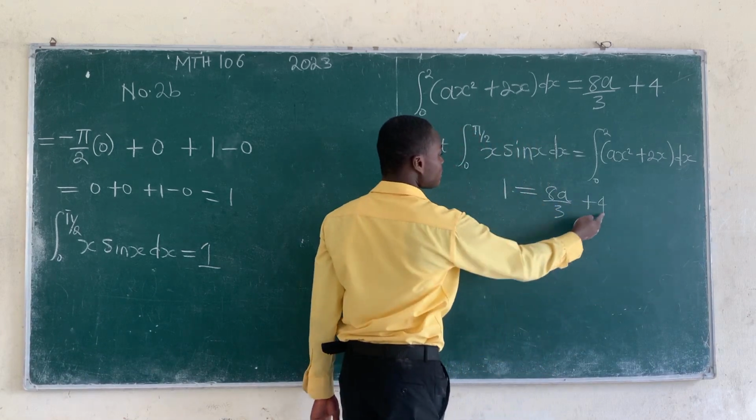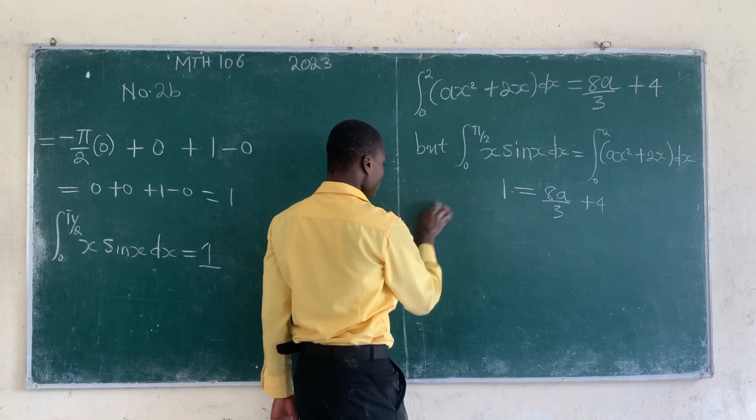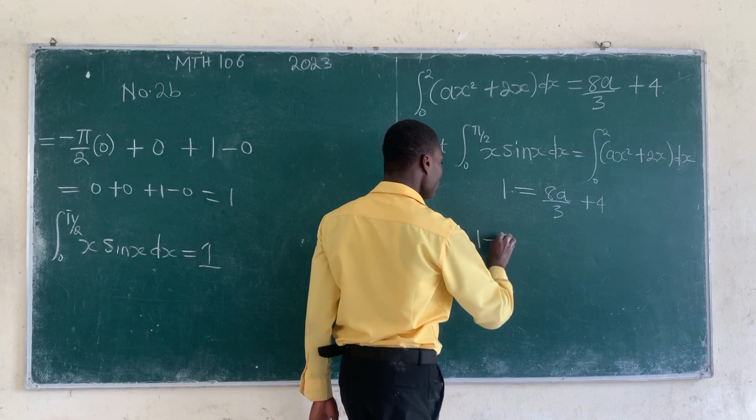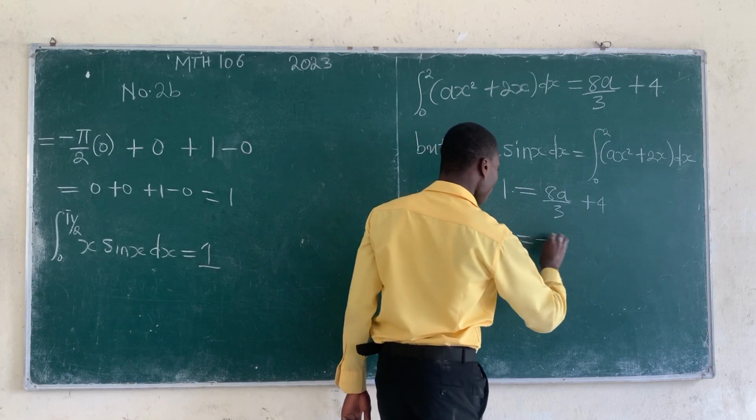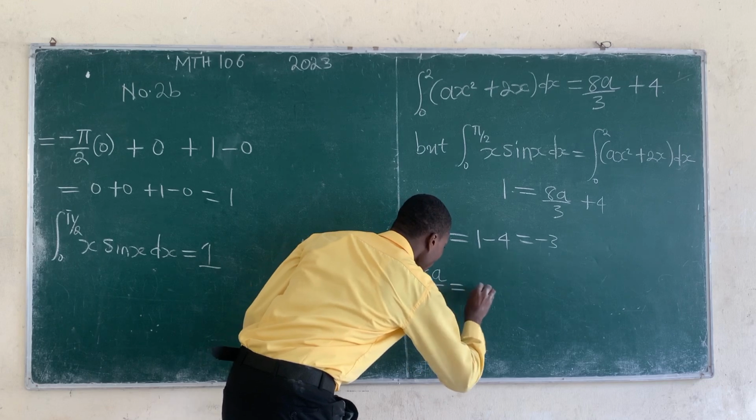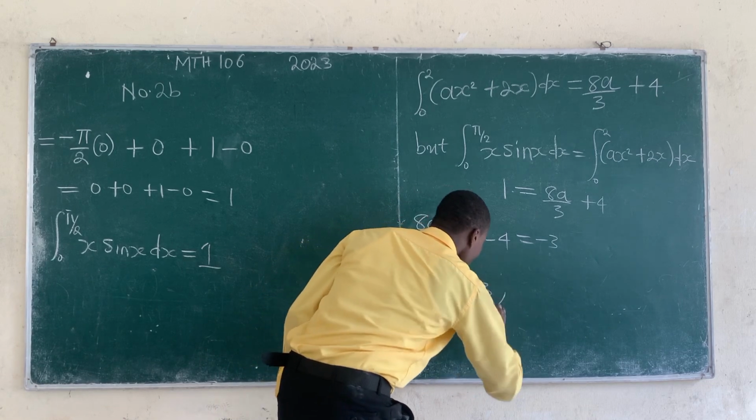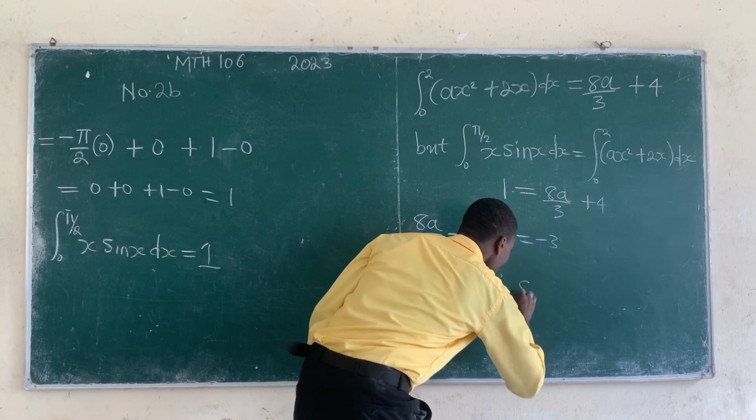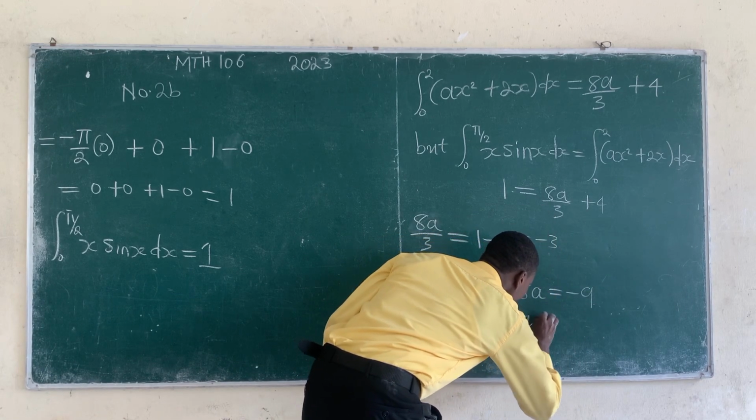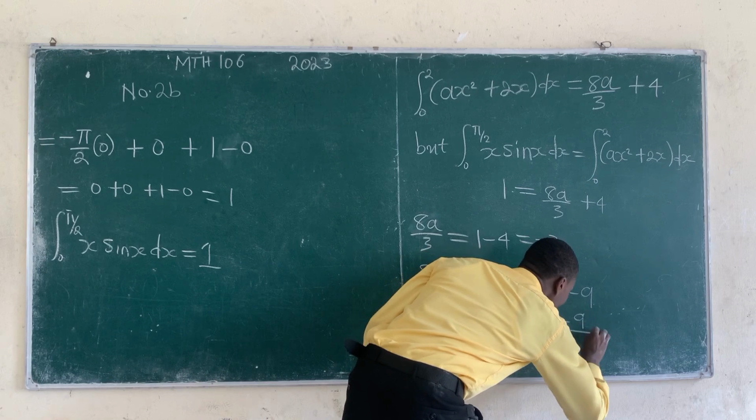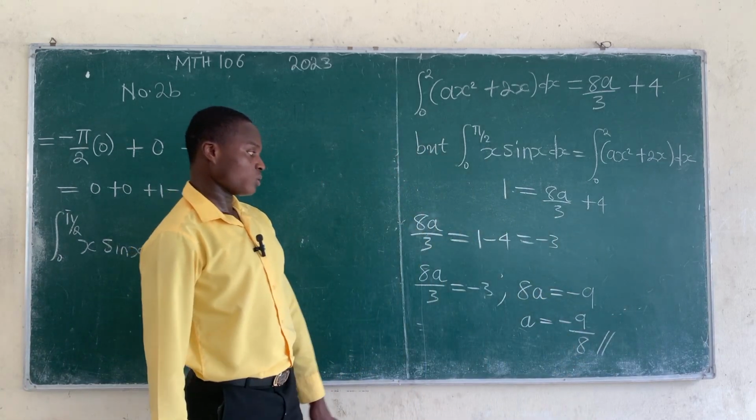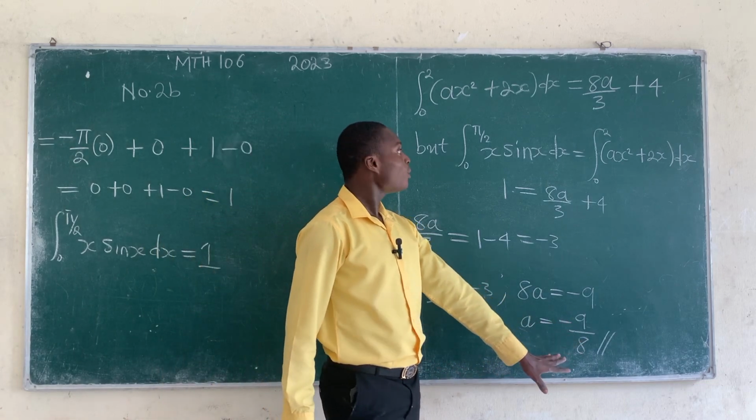So let's quickly find a. Send this over. We have 8a over 3 equals 1 minus 4. And this is equal to minus 3. So we have 8a over 3 to be equal to minus 3. So this implies that we are going to have 8a to be equal to minus 9. So a should be equal to minus 9 over 8. And that is the answer to that given question. So a is equal to minus 9 over 8.